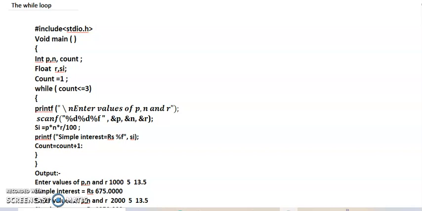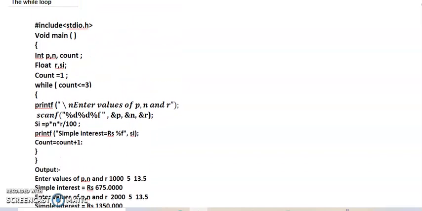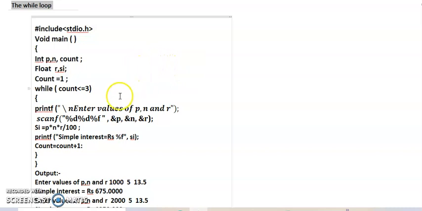The problem I have already written the program for, but you have to know the problem: it is the simple interest. Okay, simple interest at three percent. Suppose a person has a principal amount and rate of interest, so you can get simple interest for each person, three persons. So I used count here. Count less than or equal to 3 means I have to find out the simple interest of 3 persons. Okay, so let's start.